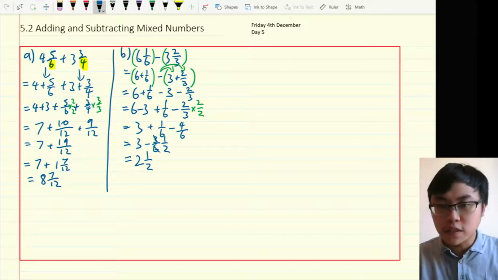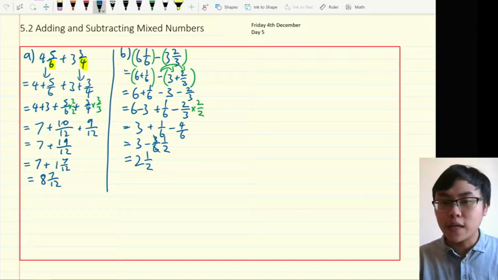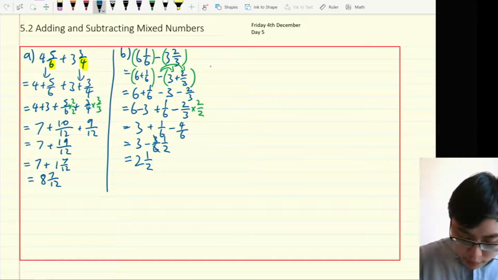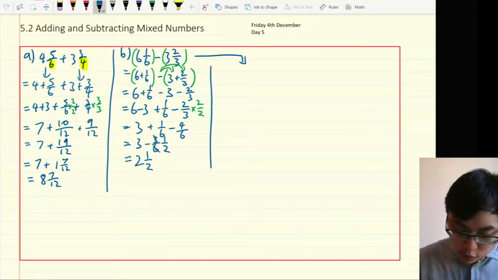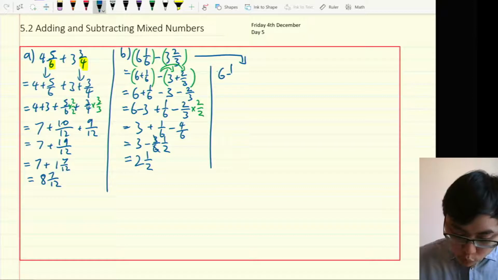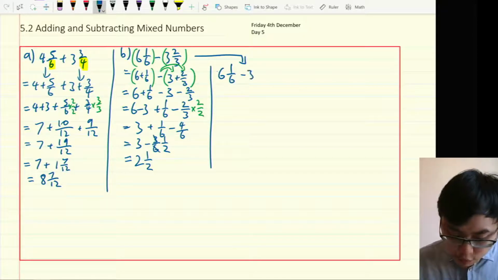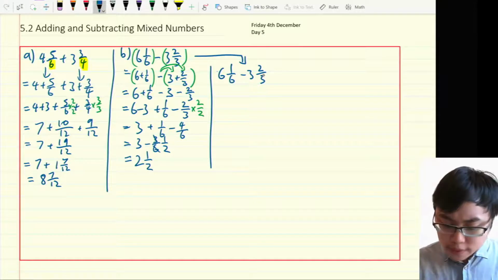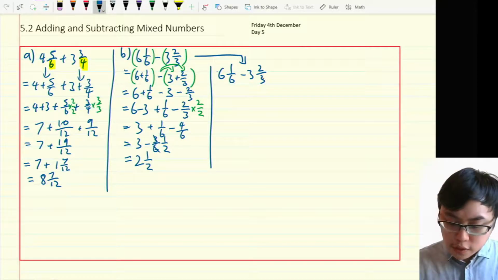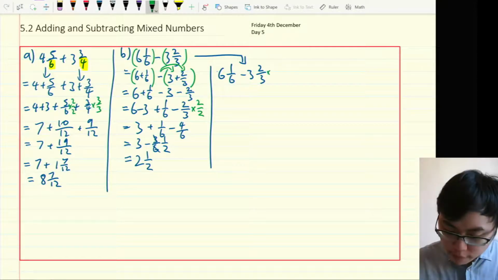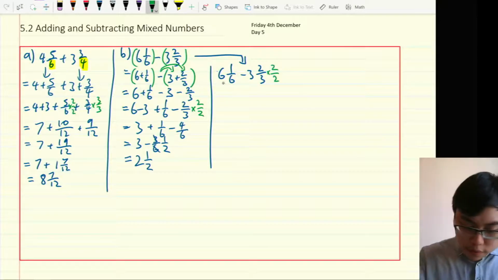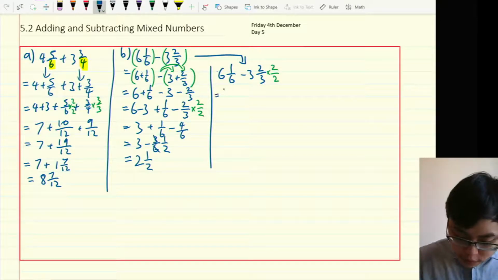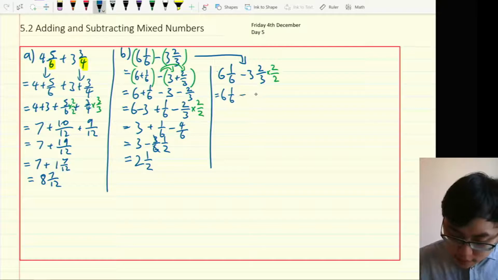Now, if you find this a little bit complicated, there is another way to do it. So let me go ahead and rewrite this question over here. We have 6 and 1 over 6 minus 3 and 2 over 3. What I would do first is change the denominator straight away, so it is equal to 6 and 1 over 6 minus 3 and 4 over 6.